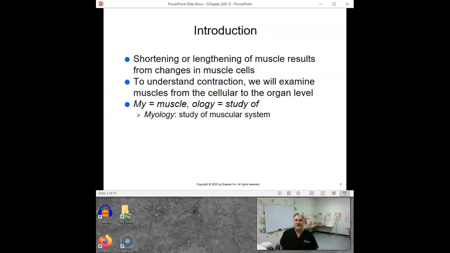By the way, we're going to find out that muscles are coated in fascia. You can't really work a muscle without working fascia. Fascia is what gives muscle its structure.